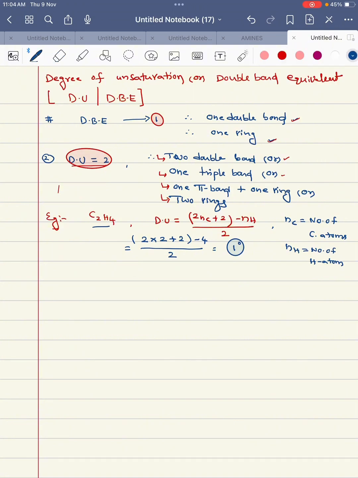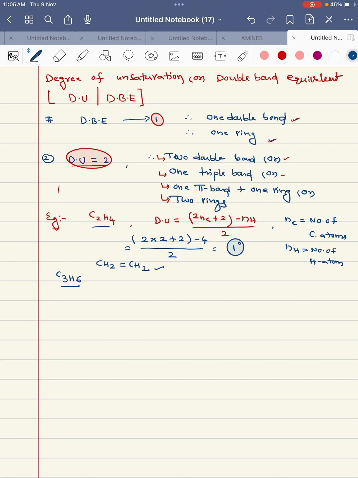See how I am going to write after getting the answer. So CH2 doubly bonded to CH2. So this is called degree of unsaturation, unsaturation 1 degree.